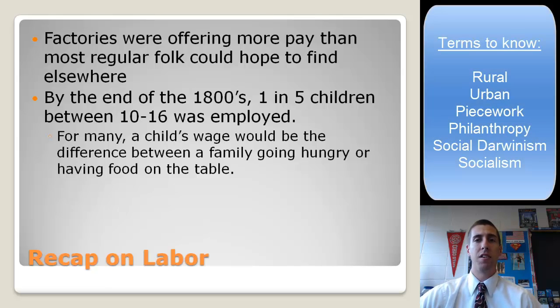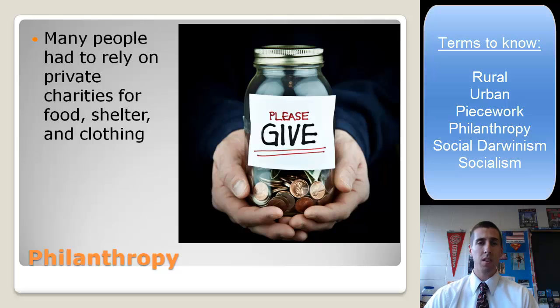So we're going to talk about factories that are offering more pay than most regular folk could hope to find elsewhere. And this is really what attracts people to work in industrial settings, in factories, in a clothing factory, in a mill, whatever you're making. You're getting paid more than you would for a job in a rural country setting. By the end of the 1800s, since families are working, 1 in 5 children between the ages of 10 and 16 are employed. So if you notice by that stat, we have no labor laws, but it's really the child's pay that could be the difference between a family going hungry and a family being able to put food on the table. So it's really of the utmost importance.